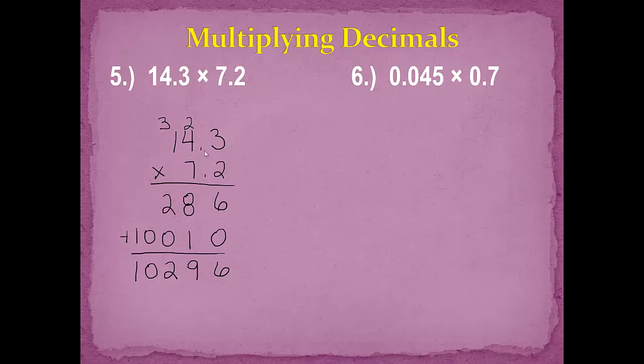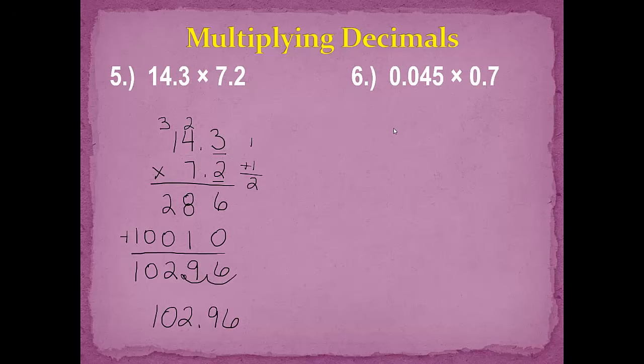Now for my decimal, I have one number after the decimal for my first number, and 1 after the decimal for the second number. So I have 1 decimal place here and 1 decimal place here for a total of 2 decimal places. So I move over 2 places from the end. 1, 2. So I have 102.96, or 102 and 96 hundredths.